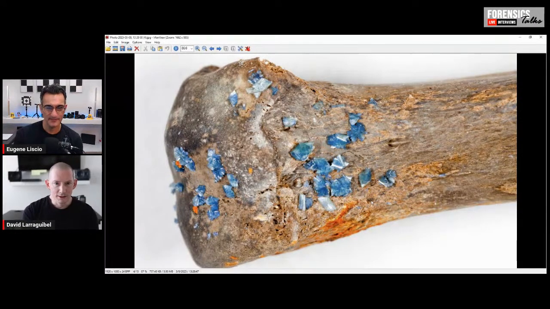So this is blue ironstone on the metatarsal, foot bone. It's otherwise known as vivianite.